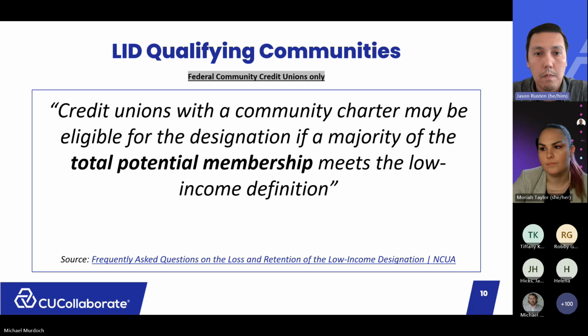It's a less frequent path to obtaining the designation, but we do have several clients that have been able to achieve LID through modifying their field of membership in such a way that they're able to get a community where the majority are low-income qualifying.